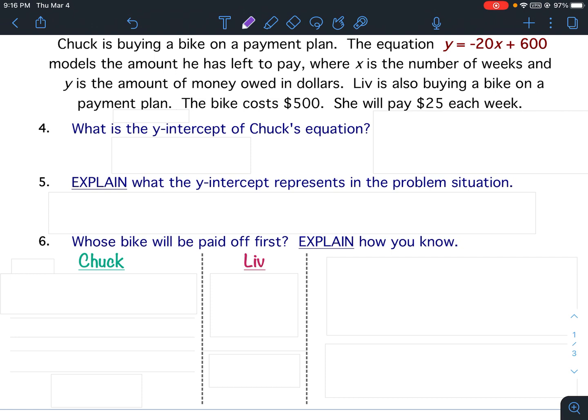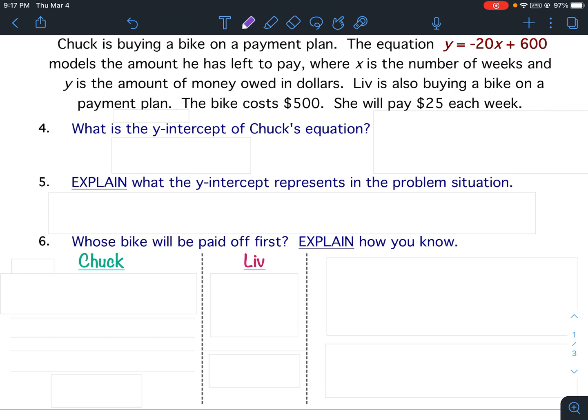Liv is also buying a bike on a payment plan. The bike cost $500. She will pay $25 each week. So we're going to answer questions 4, 5, and 6. I'm going to warn you now, we're going to be putting some extra information on this Bellwork, so it will help you with Bellwork 13B and then the notes review for the next lesson. So please make sure you write small, especially at number 4, because we're going to be putting lots of information down.